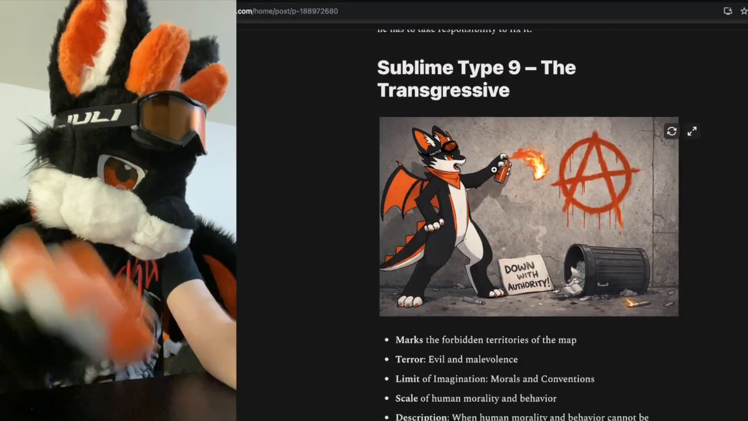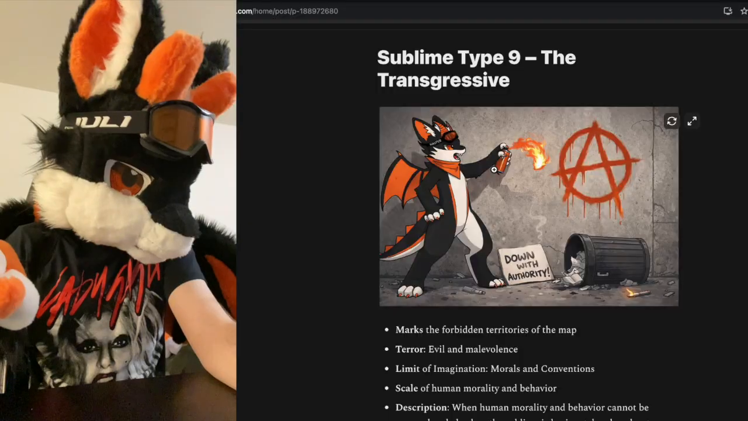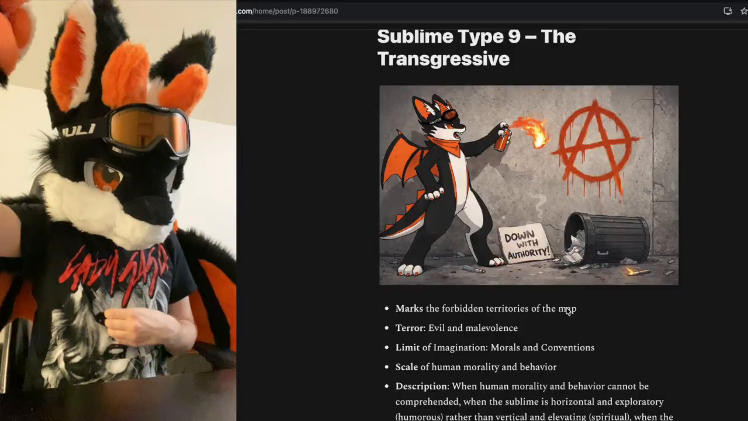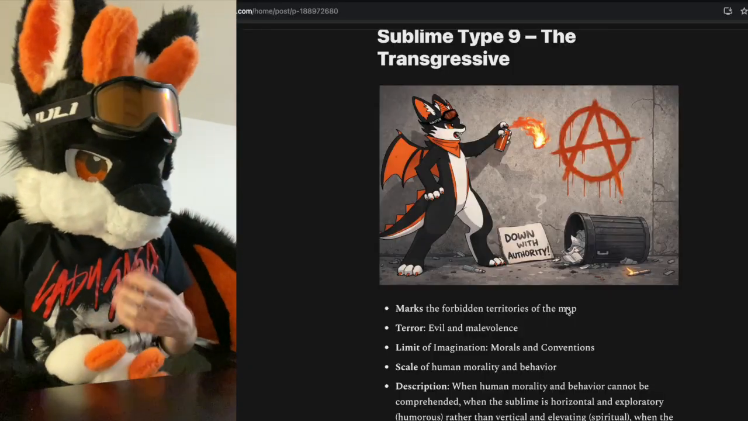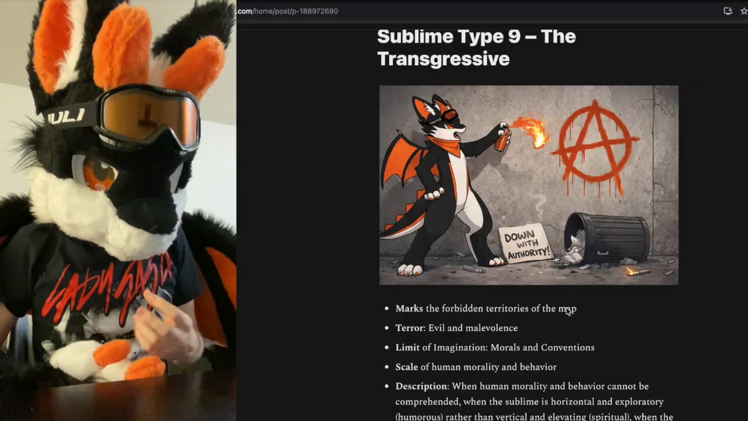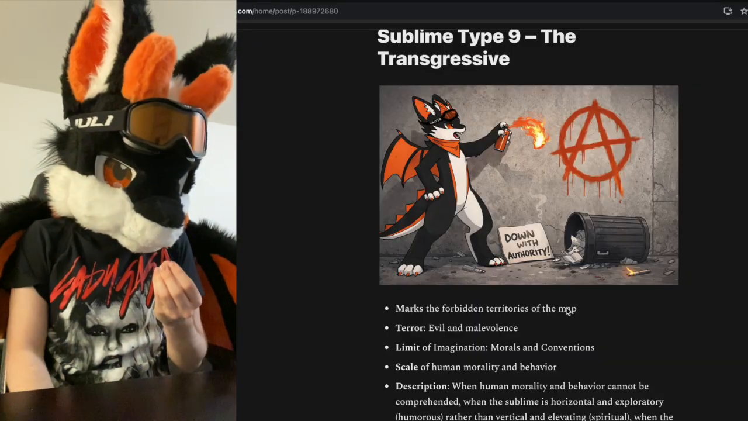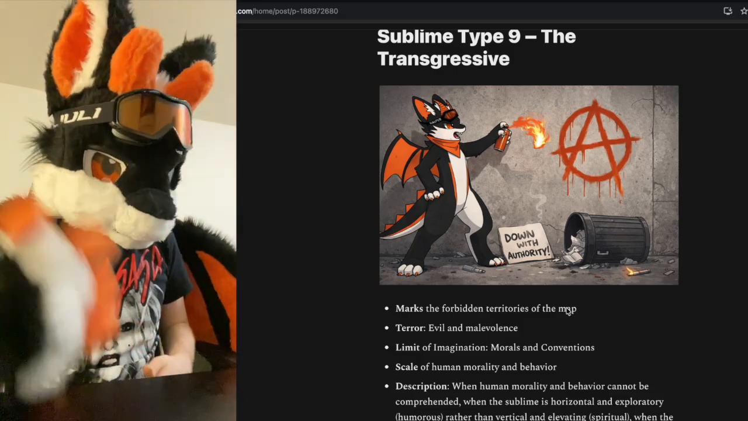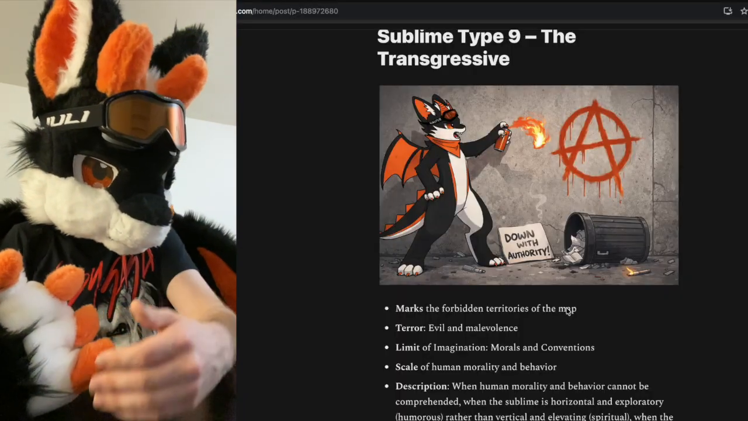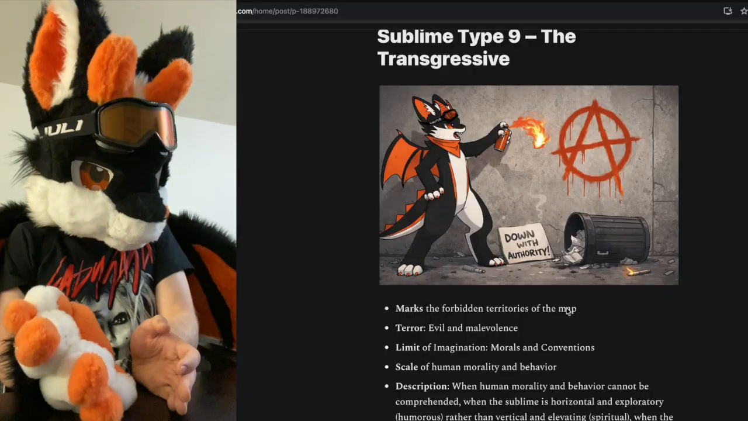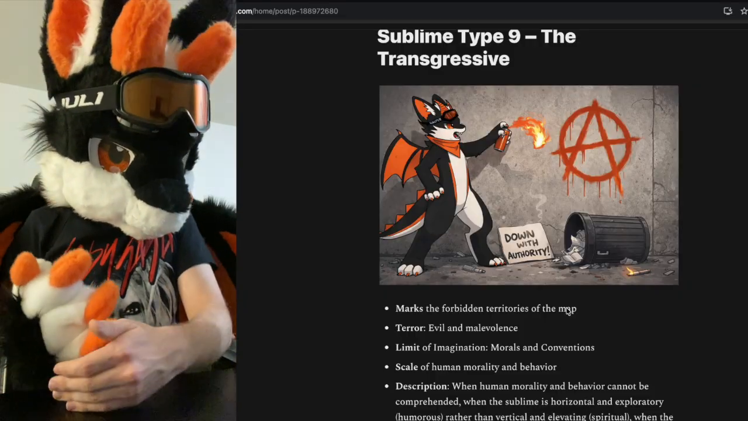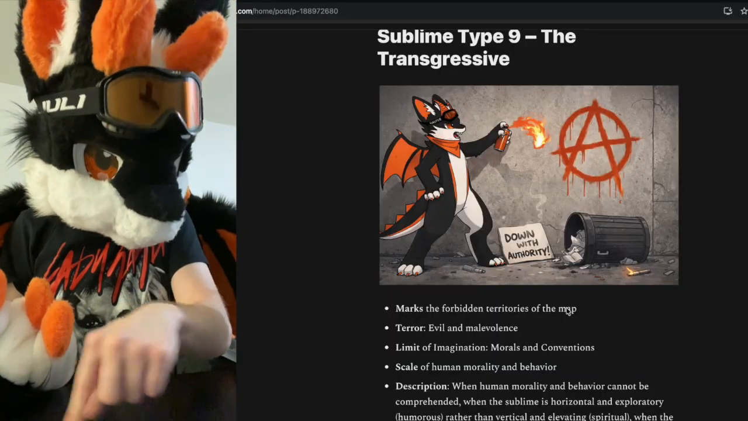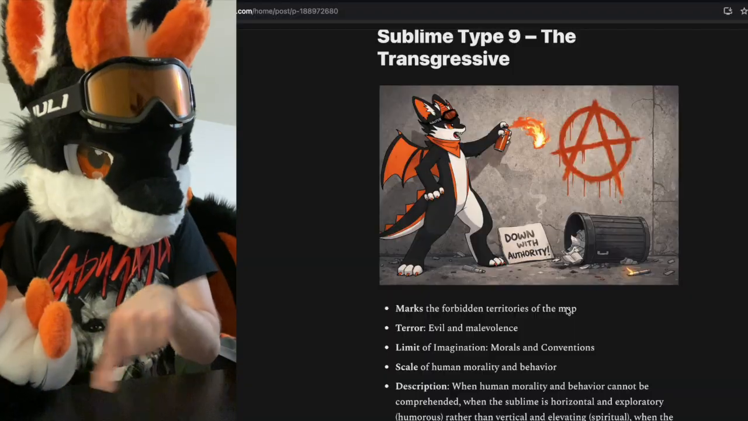And then lastly, we have the transgressive sublime. What's really interesting about this one is that it marks the forbidden territories of the map. All of the other sublimes were literally limitations of our own epistemology. The limitations were literally of our own cognition and our own rationality. The transgressive is the limitation of the map itself, in the sense that the territory is already marked and understood, but you still can't explore this territory. Why? Because it's unethical and immoral.